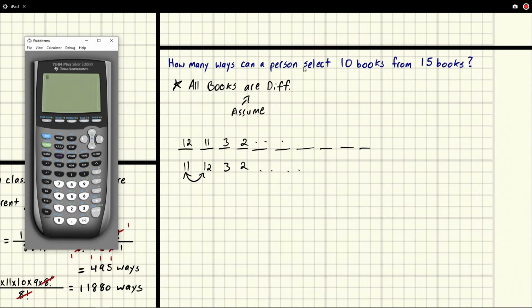Well, we're just picking books. We're just selecting books. There's no indication that the order that we pick these books in is important. So we're going to go with order does not matter. The fact is that we will end up with the same 10 books. There's nothing here that says, oh, the order of the books is important. So we're going to go with combination. We're going to treat these as not different.